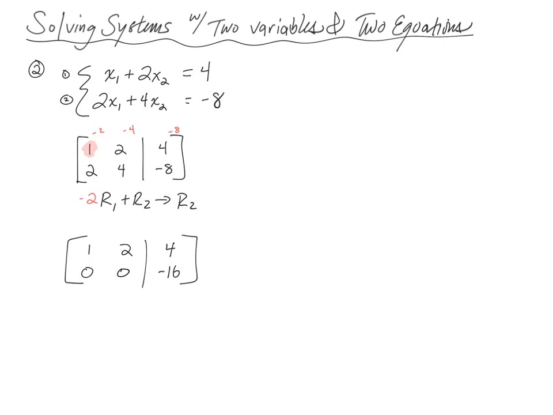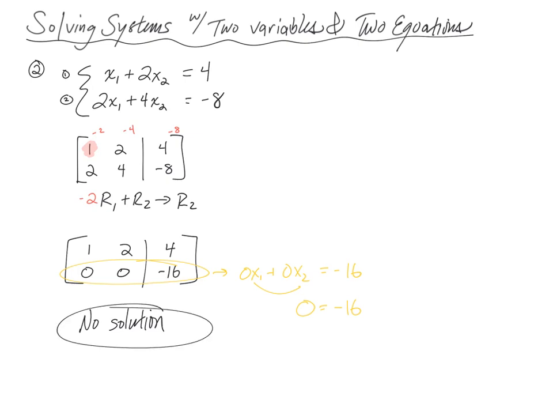Oh. This is one of the rows I told you to look out for. If you have a row that starts out as all zeros, but the last number isn't, then this system has no solution. What this equation is telling you is you have 0x1s plus 0x2s equals negative 16. Well, this all just simplifies to 0 equals negative 16. That can't happen. So this gives us no solution.